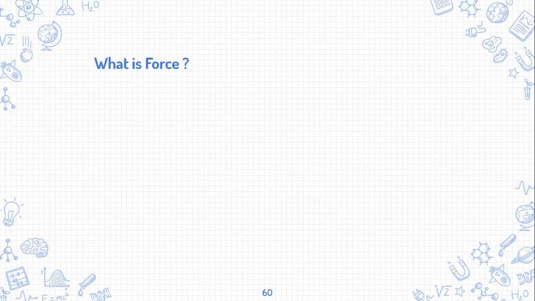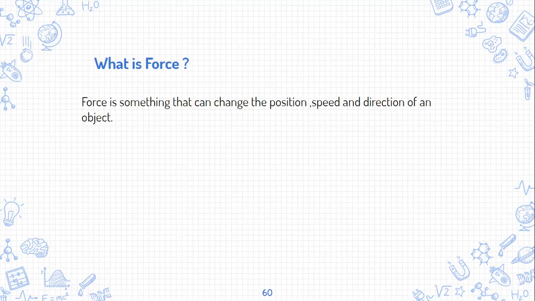So just a quick recap of what we have done till now. In the first class we did what is force. Please stop the video here for maybe 2 minutes and just revise in your head what is force. The definition is: force is something that can change the position, speed and direction of an object. For example, if there is a bottle in your right hand and you apply force, it can go to your left hand. So the position changes.